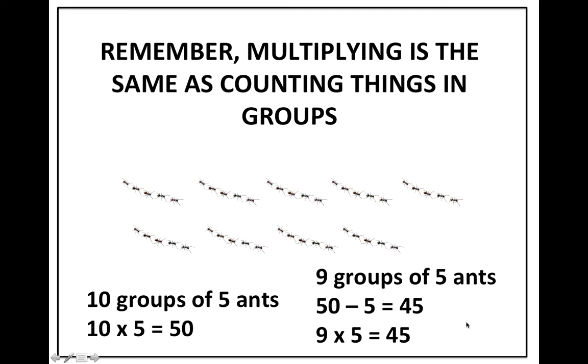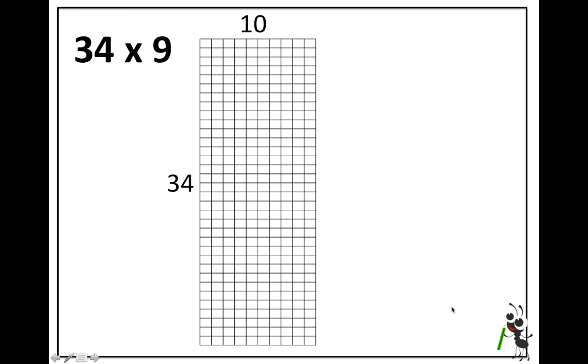For simple multiplications, we don't really need to use this strategy, but sometimes things get a little bit more complicated. Let's have a look. In this case, we've got the question, 34 times 9. Now we could do this by long multiplication, that's definitely one strategy that we could use, but could we also do it in our heads?